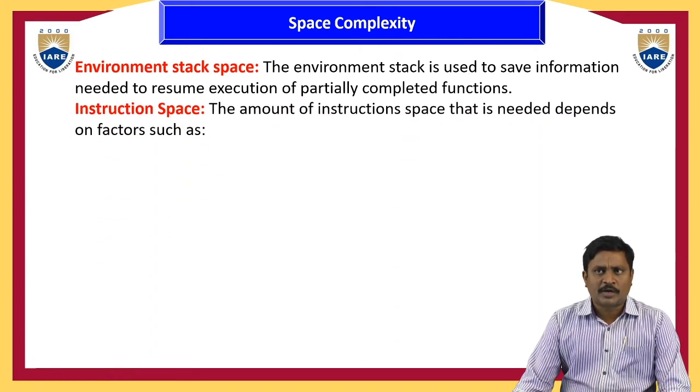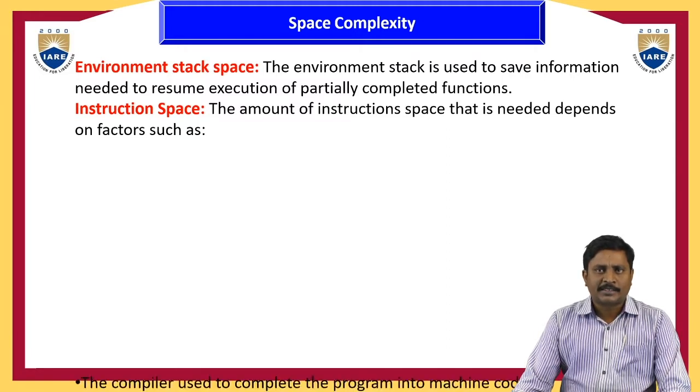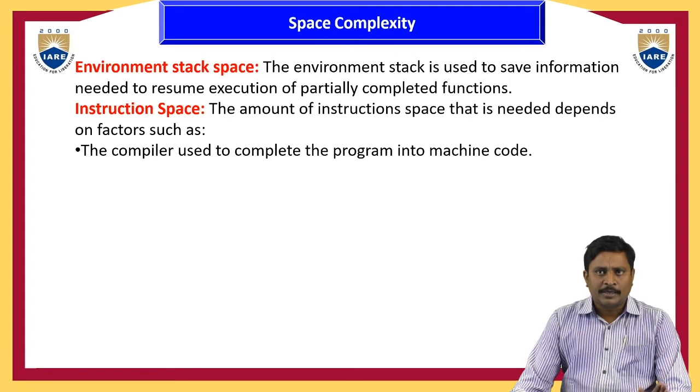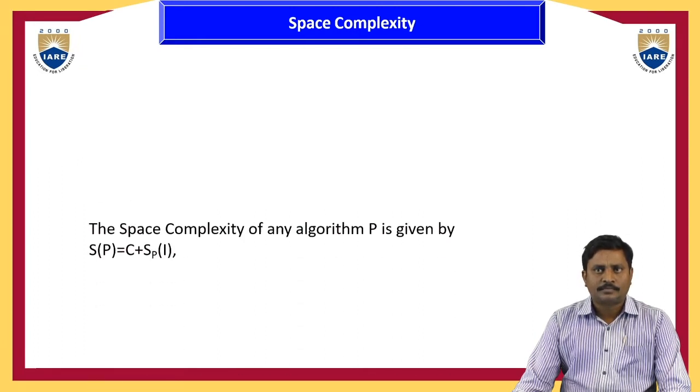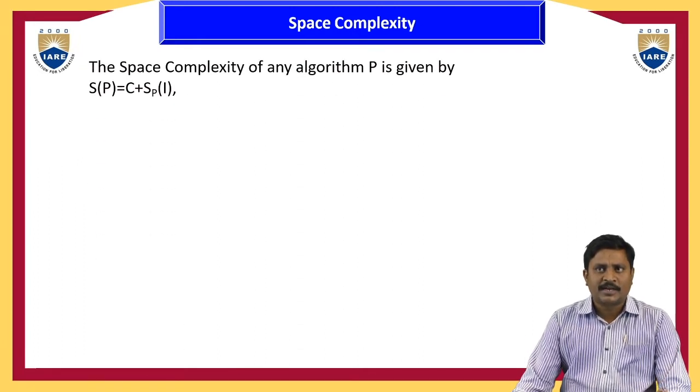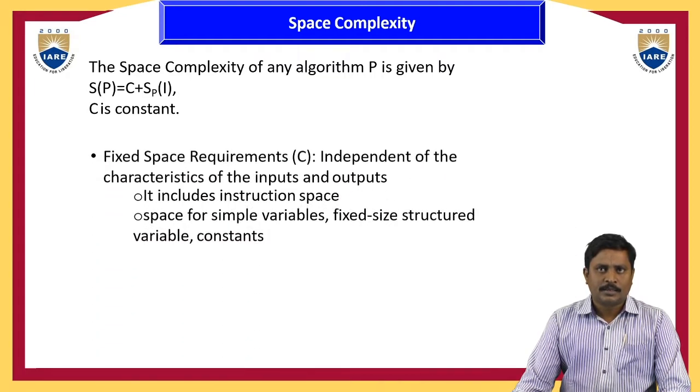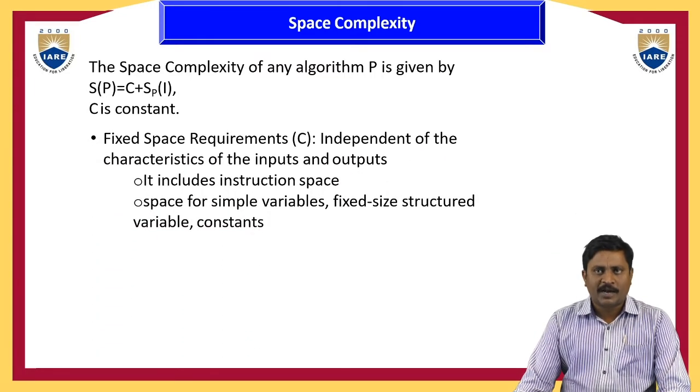Instruction space: the amount of instruction space needed depends on factors such as the compiler used to compile the program into machine code, the compiler options in effect at the time of compilation, and the target computer. The space complexity of an algorithm or program P is given by the formula S(P) = C + SP(I), where C is a constant and SP(I) is the instance space.